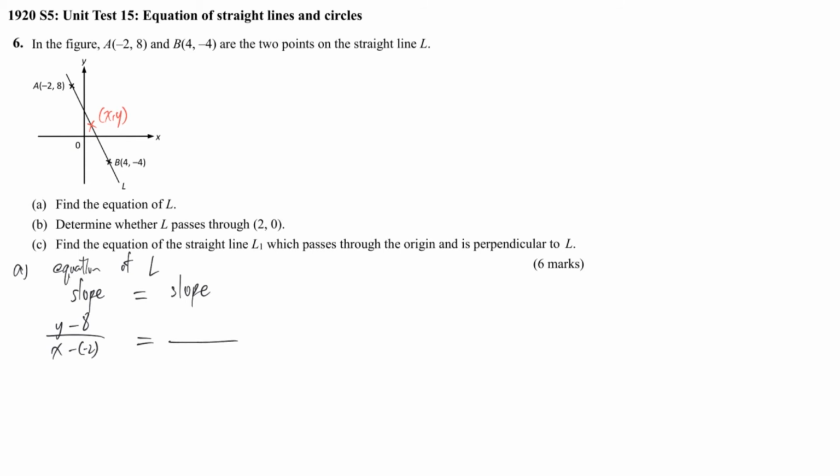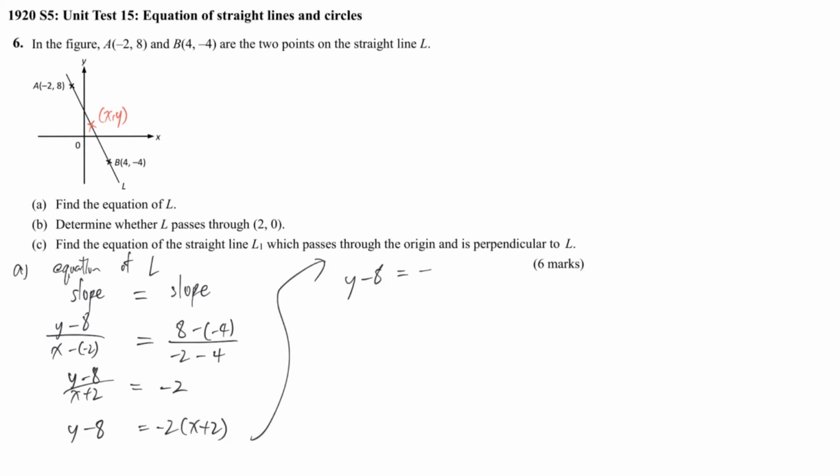So we use these 2 points to find out the slope. We use y coordinates 8 minus negative 4, and we use negative 2 minus 4. And it's already the equation of the straight line. We just need to tidy up and make it like the favorable format. So y is equal to negative 2x and then positive 4. And that makes sense because the slope is -2 going downward, and also the y-intercept is between 8 and -4.